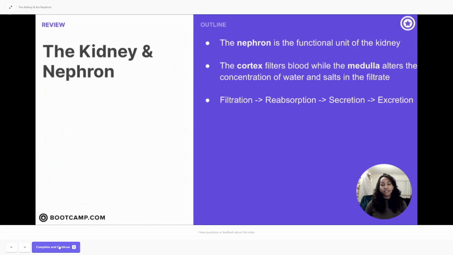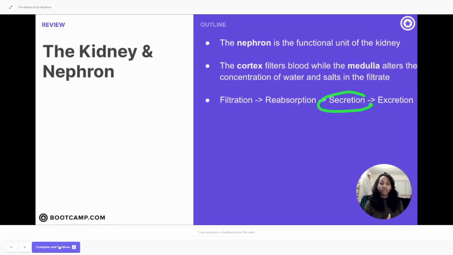Here are just some key things that you should take away. So first, we have to remember that the nephron is the functional unit of the kidney, meaning that it's the very smallest unit of the kidney that is able to do the kidney's job. The cortex is going to be the part that filters the blood. The cortex is going to have the glomerulus and the Bowman's capsule, which together are the renal corpuscle. And then the medulla is going to have all of those renal pyramids, which contain nephrons. And after filtration, we have absorption, in which the body will reabsorb any water and salt that it may have over-filtered in the previous step.